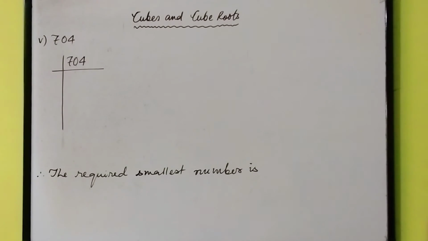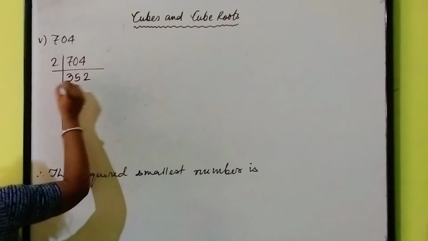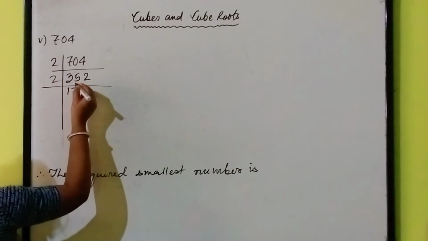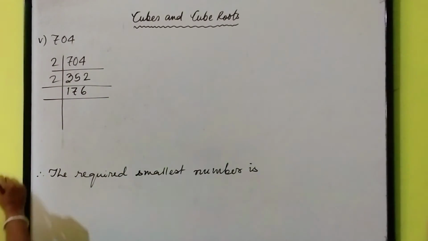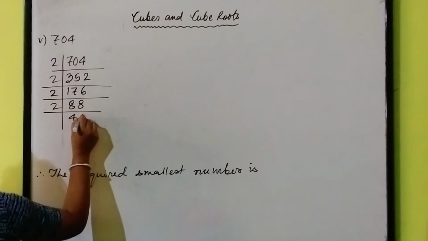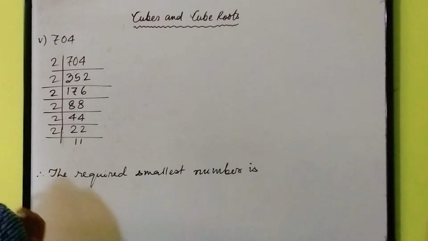Now see, question number 5, 704. Let us see. 2 3s are 6, remainder 1, 2 5s are 10, 2 2s are 4. 2 1s are 2, remainder 1, 15, 2 7s are 14, 1, 2 6s are 12. 2 8s are 16, 1, 2 8s are 16. 2 44. Then 2 22. Then 2 11. These are the factors.